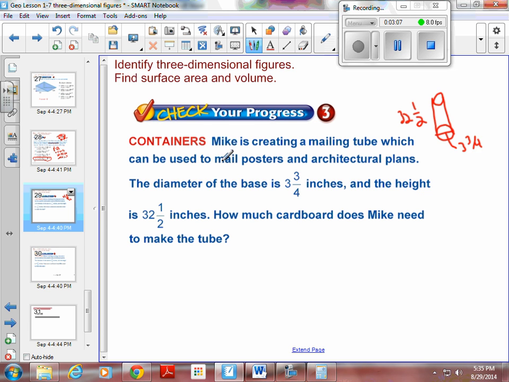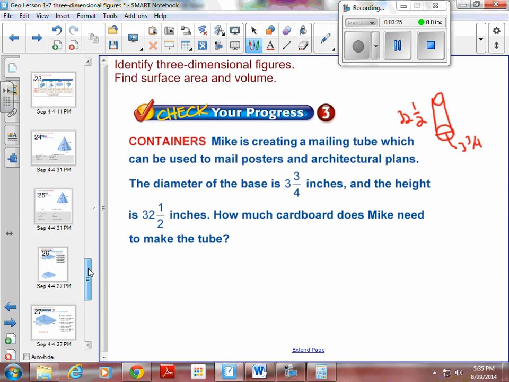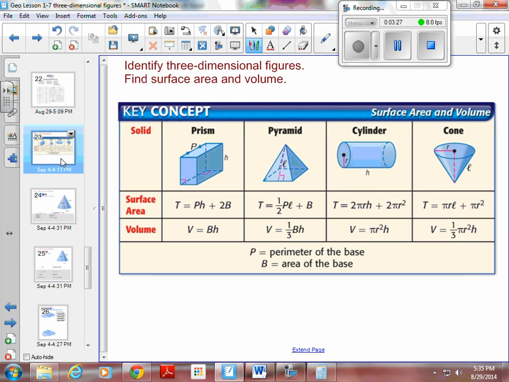Okay, well, we need to find how much cardboard. The cardboard, that's not a volume. You're not filling the tube with cardboard. You're just covering the outside with cardboard. So in that case, since we're trying to cover the outside, we need to find the surface area. So surface area, go back to our formula list here, surface area of a cylinder is going to be 2 pi RH.